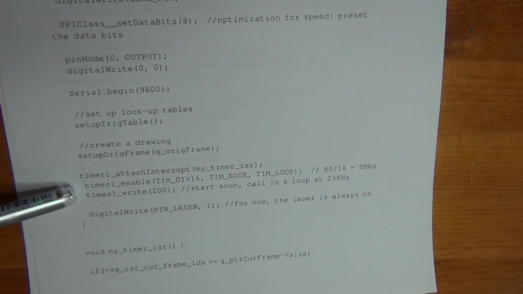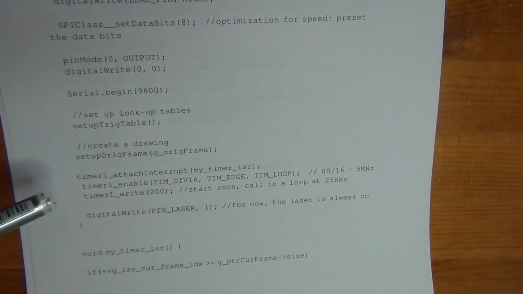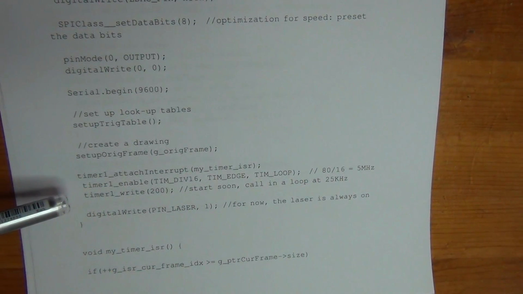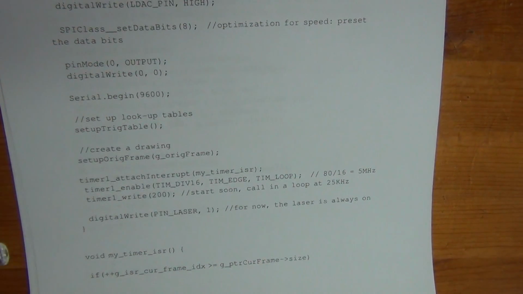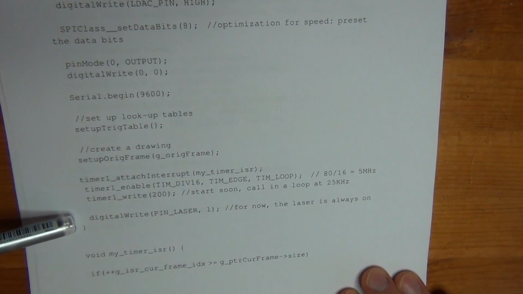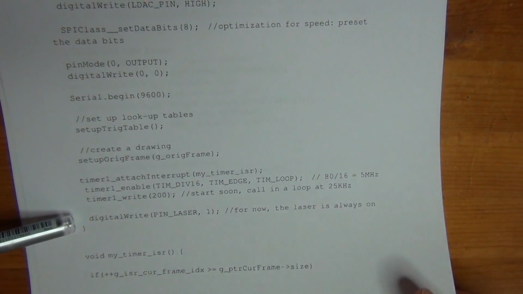So every 25,000 times per second, this procedure is going to be called. And the final line in the setup routine is turning on the laser.